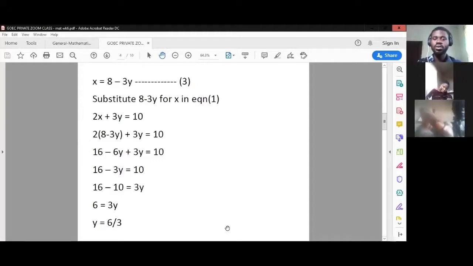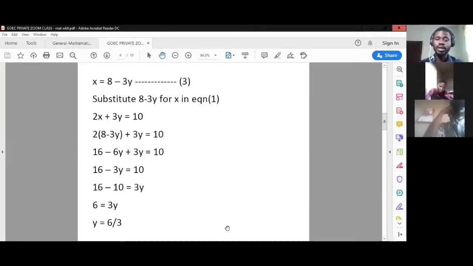Step 4, substitute it back into another equation. So now when I say substitute it back into another equation, what I mean is the second one, not the one that you brought it out from. I mean the second one. Okay?